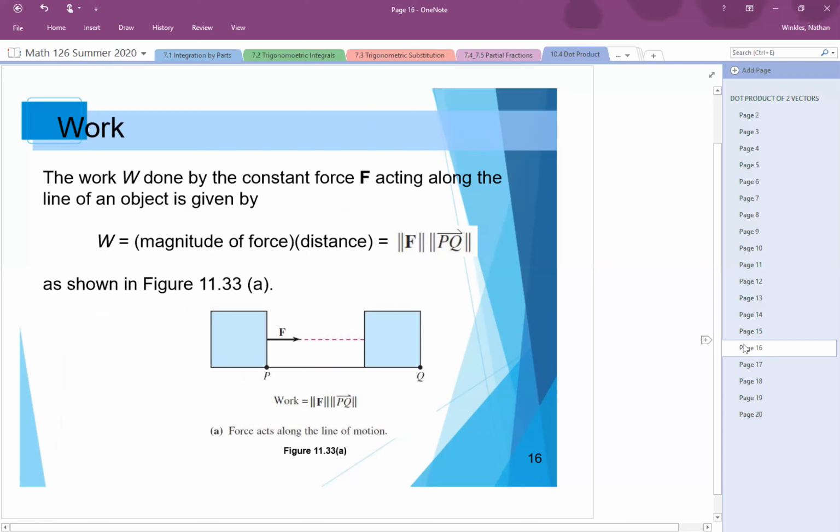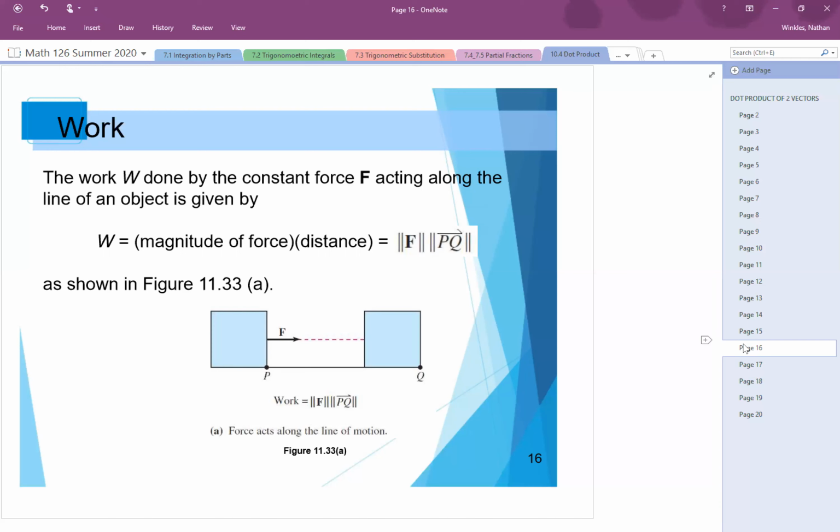The next thing we can talk about is how we can use this, with work as an example. Work is a very common application of dot products in physics, so most likely you're going to see this inside your physics classes as well. The work done by the constant force F acting along the line of an object is given by work equals the magnitude of force times distance, so the magnitude of F times the magnitude of the vector PQ.